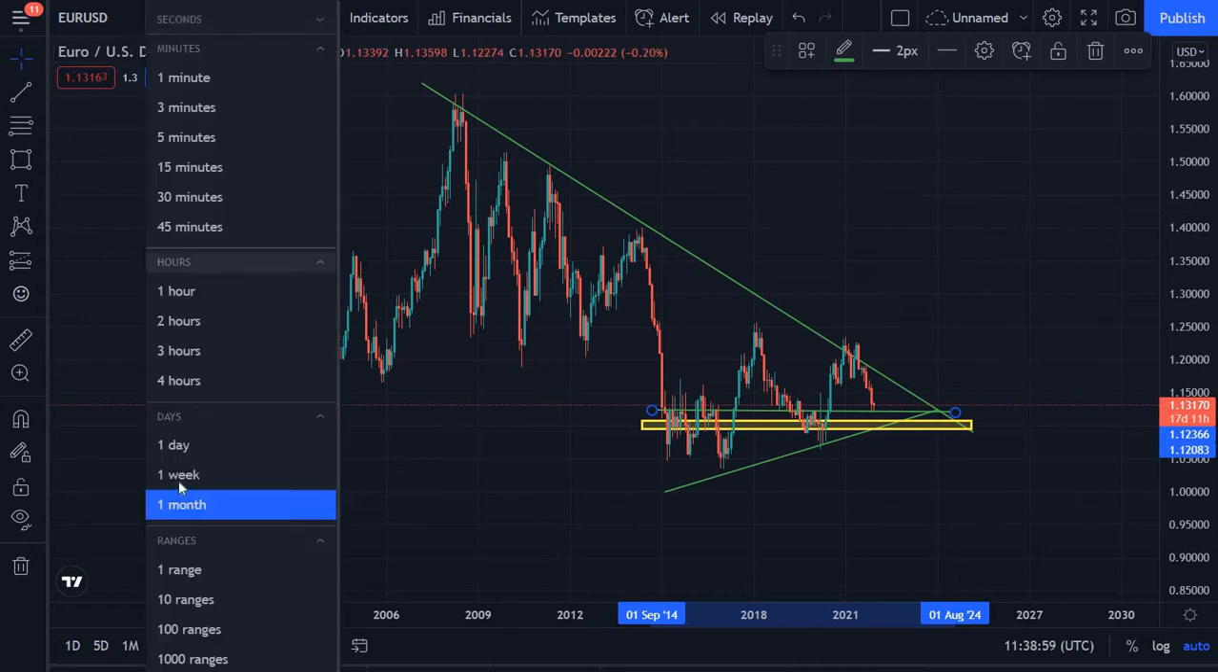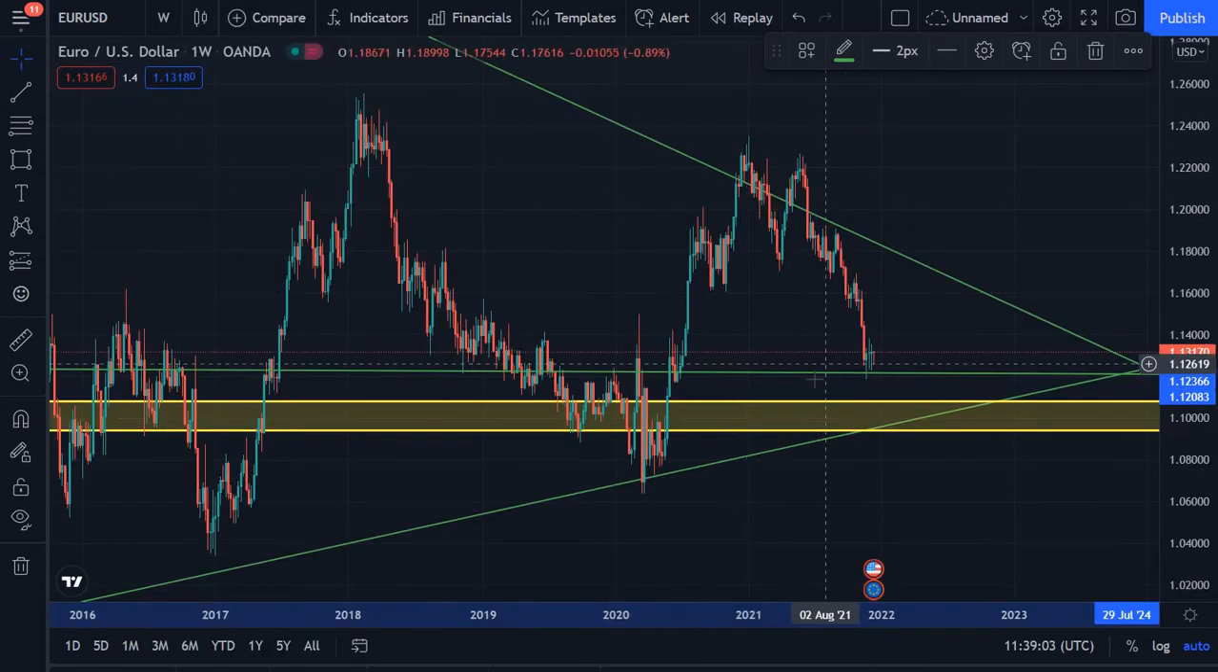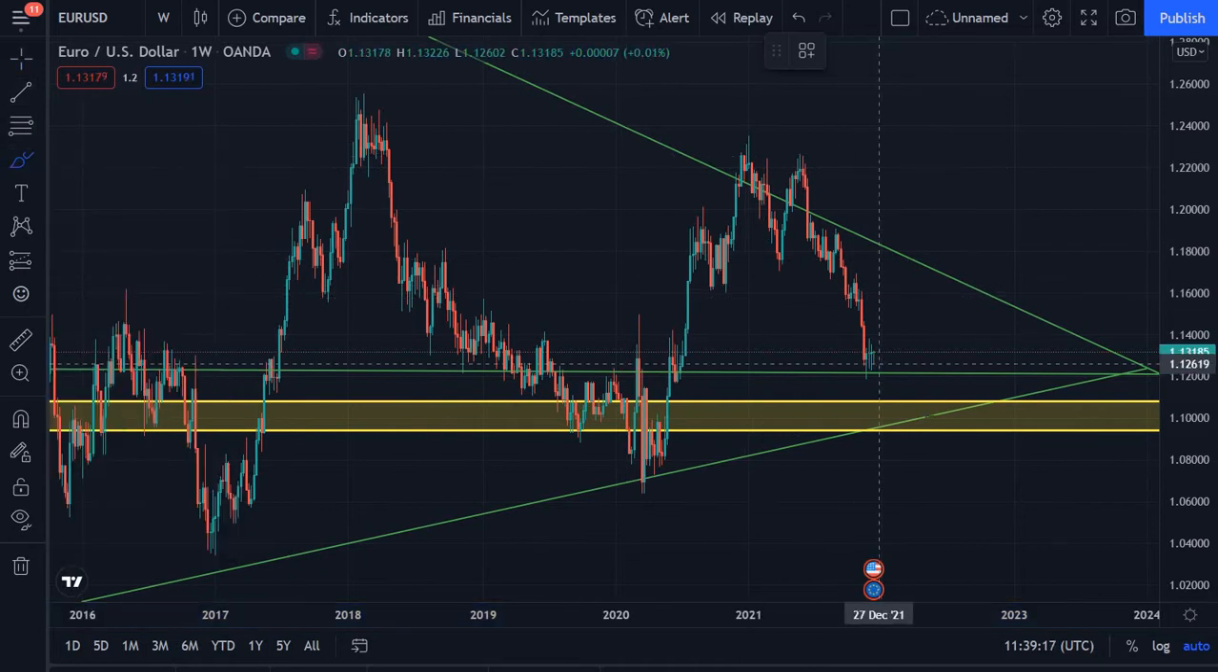On the monthly, let's check the weekly real quick. Well, the weekly obviously here, the support line here. So if we break, next target would be this area here.